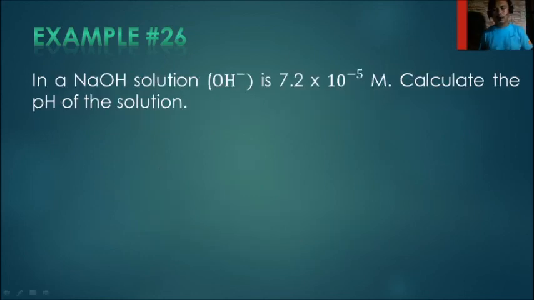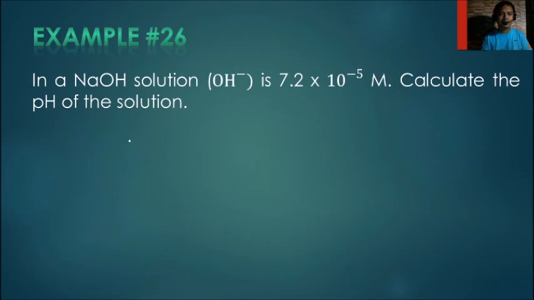Okay, and for our last problem, in a sodium hydroxide solution, the concentration is 7.2 times 10 raised to negative 5 M. So, yung concentration po ng hydroxide ion is 7.2 times 10 raised to negative 5 mole per liter. So, ngayon, alamin natin yung kanyang pH. So, take note, pH po yung kailangan malaman.